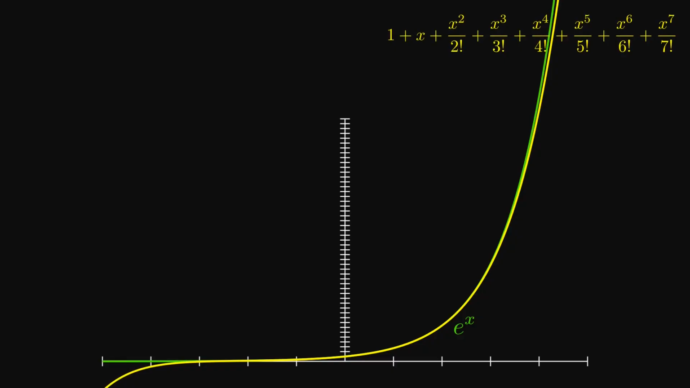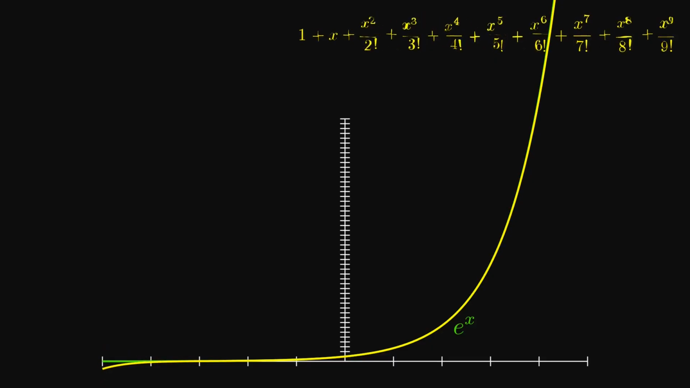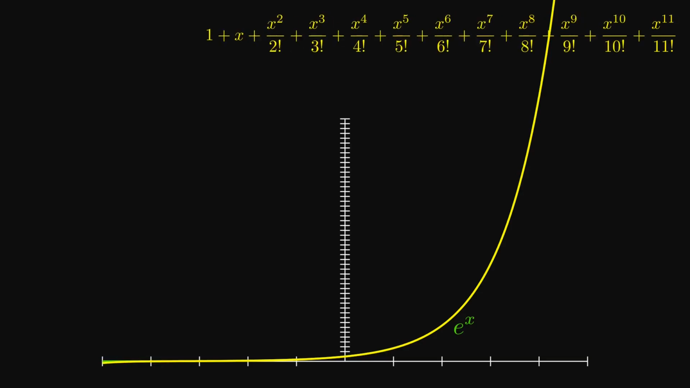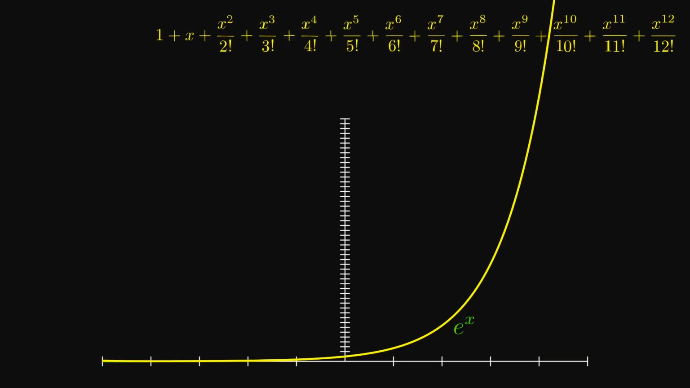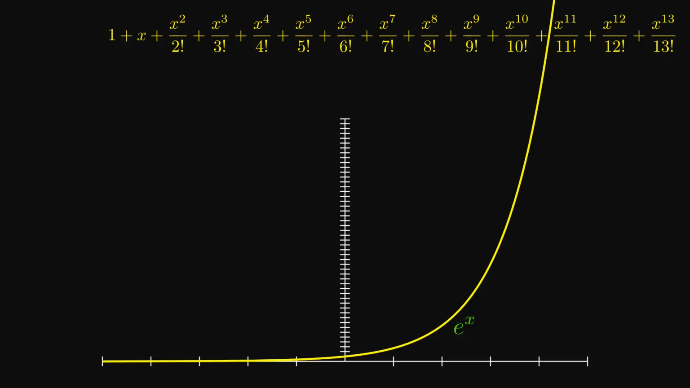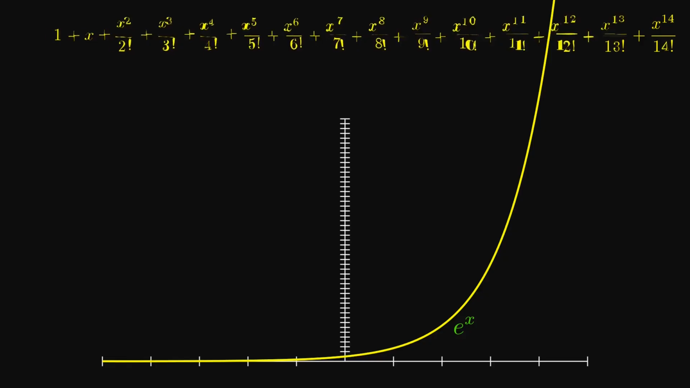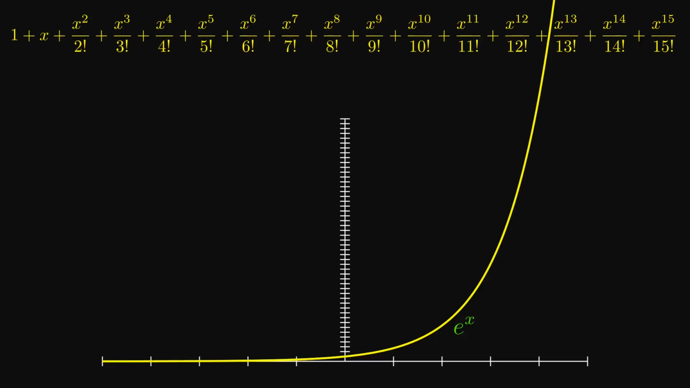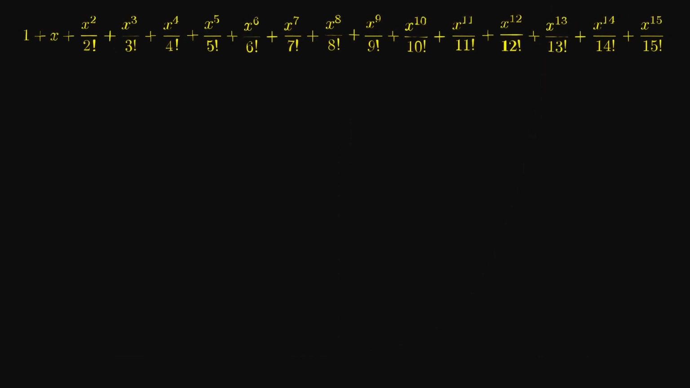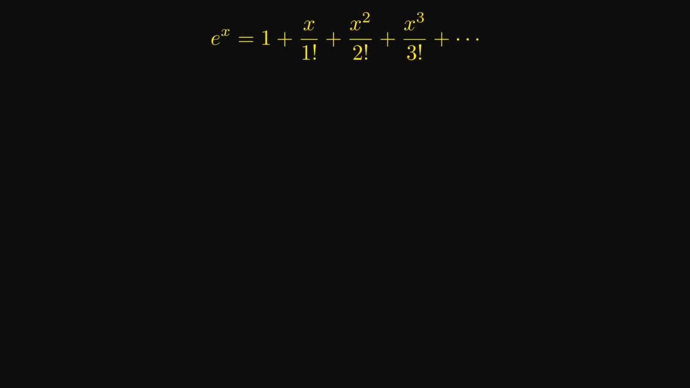As we add more number of terms into a polynomial function, we can see that the polynomial's graph is catching up with the values of our exponential function. The more the number of terms in our approximation, the better is the approximation. So this implies that our exponential function e raised to x is equivalent to this polynomial function.